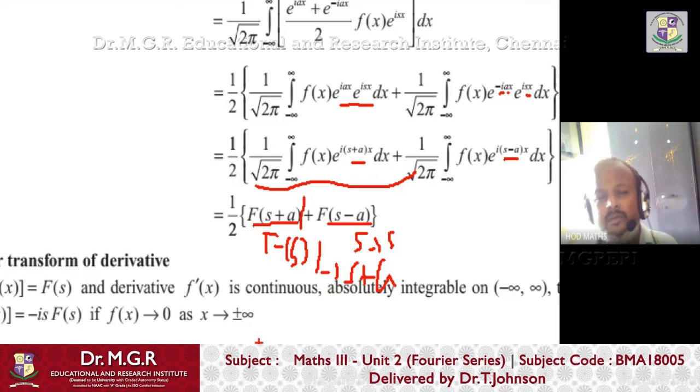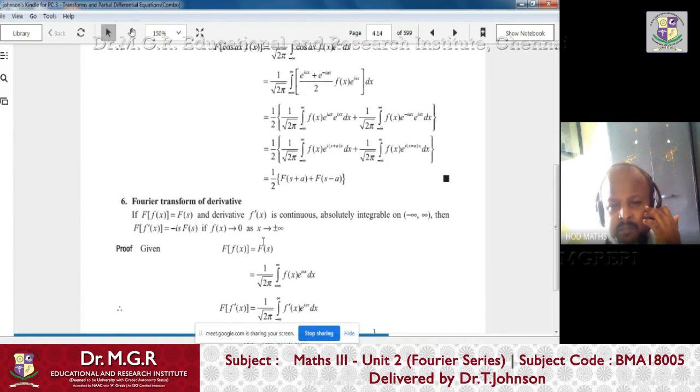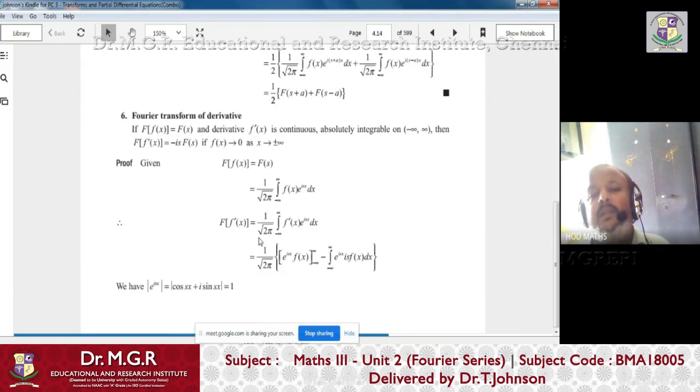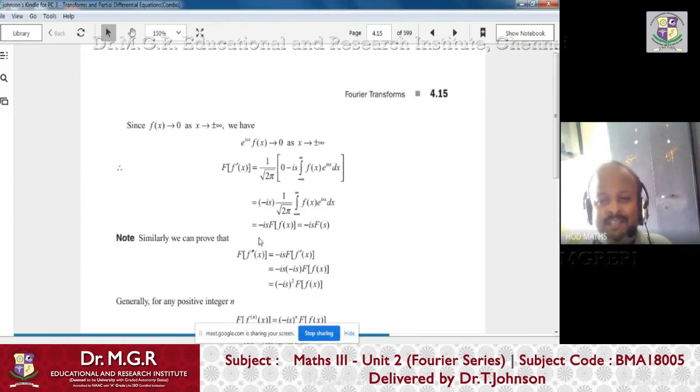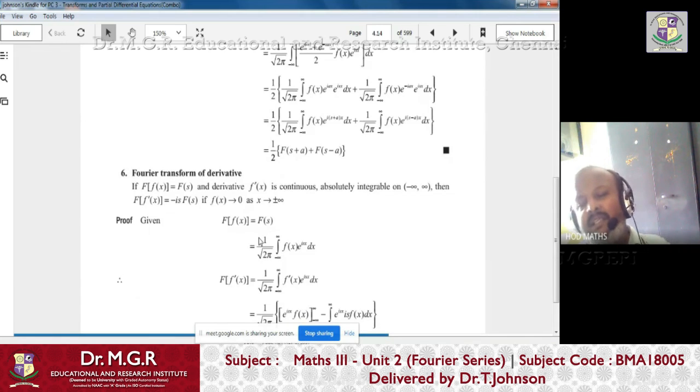Right? So I think with this we can stop. The sixth property of the Fourier transform, we'll see it in the next class. Okay, so I'm maybe a little bit fast, but anyway, we don't have time. All these properties are easy to understand, so you can easily study by yourself.